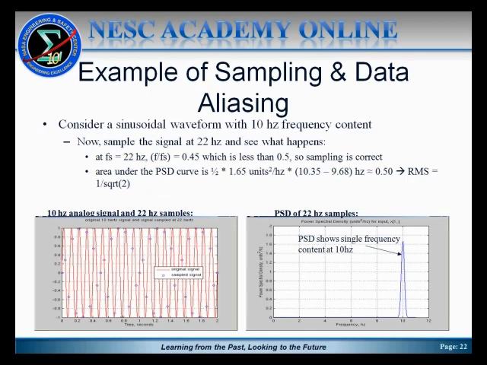Now let's sample it at 18 hertz, which is less than twice the input frequency, and we should start seeing some aliasing occurring.